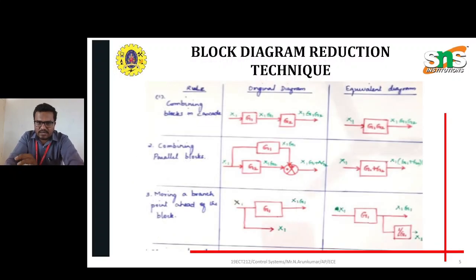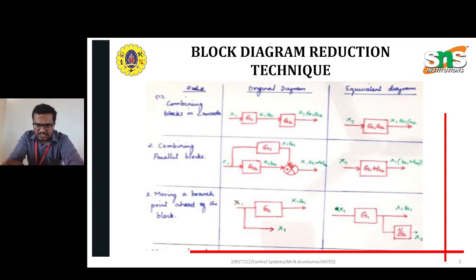Next one is combining blocks in cascade. If the transfer functions are in cascade mode, then the path can be replaced by Z1 into Z2. If it is in cascade mode, you can choose this rule and implement the transfer function as Z1 into Z2. And combining parallel blocks: if the blocks are in parallel to the summing point, then we can use this rule. The transfer function can be replaced by Z1 plus Z2. If it is in parallel, then automatically the blocks are removed and it can be forwarded by only one block, Z1 plus Z2.